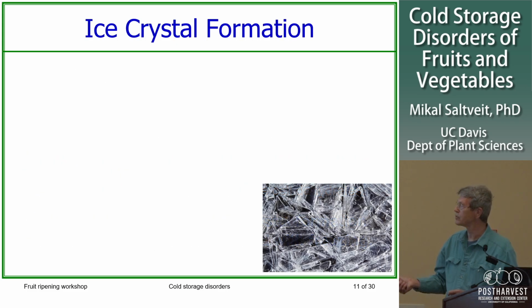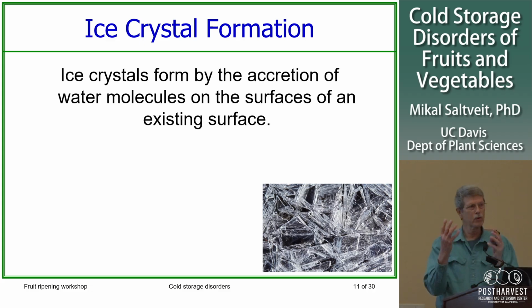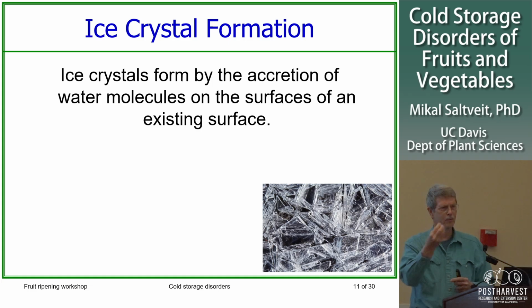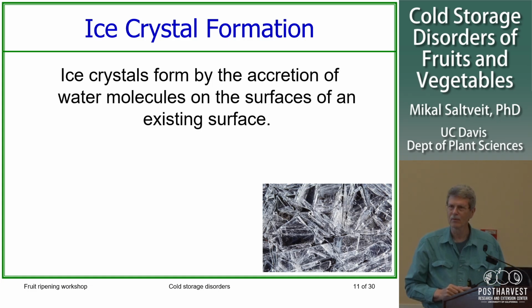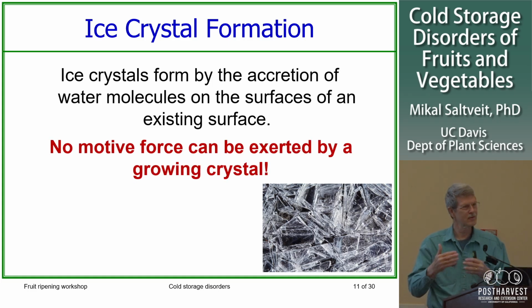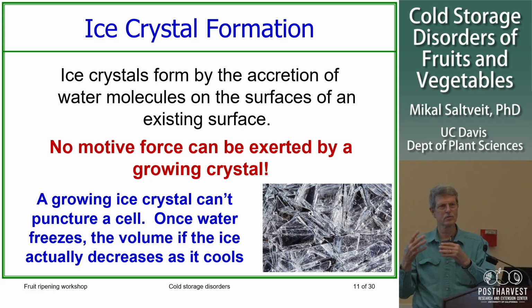So here we have some ice crystals. Ice crystals form by the accretion of molecules on their surface. They don't grow, they only grow from the surface, right? So they can't exert any force. You often hear about these sharp ice crystals poking holes in the cell membrane, right? They're really sharp and they're going to poke holes in the membrane and start destroying the cells. They can't do that. It's just a crystal forming. As the water molecules start to cool and freeze, they accrete on the surface of the crystal and it grows larger, but it can't exert any force.